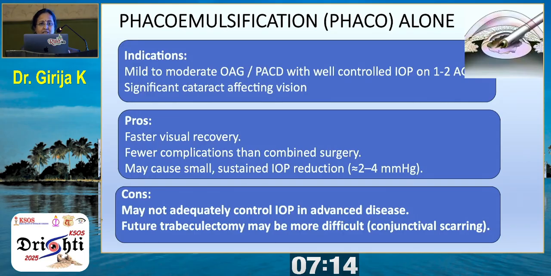And once you have handled the conjunctiva, especially if a scleral tunnel has been done, there will be conjunctival scarring, and a future trabeculectomy may be difficult and the results may not be that good.